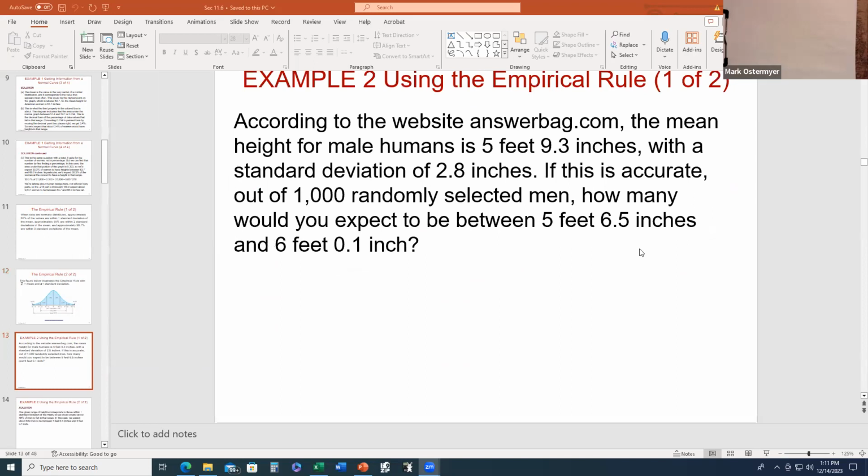All right, let's see what else we got here. Now, according to a website, answerbag.com, the mean height for male humans is 5 feet 9.3 inches, with a standard deviation of 2.8 inches. If this is accurate, out of 1,000 randomly selected men, how many would you expect to be between 5 feet 6.5 inches and 6 feet 0.1 inches? How many of these 1,000 men would we expect to have heights between these two values?